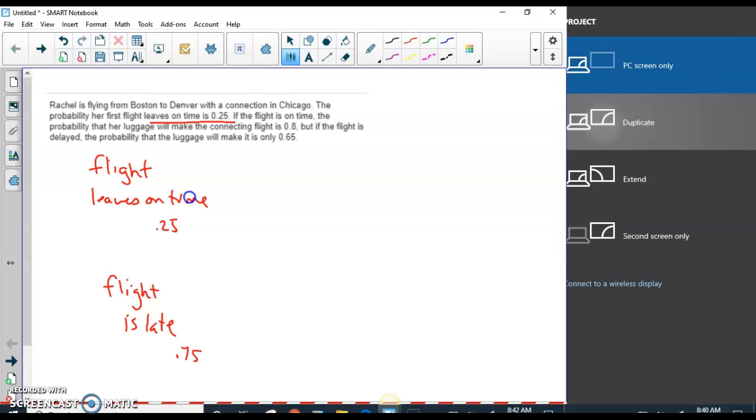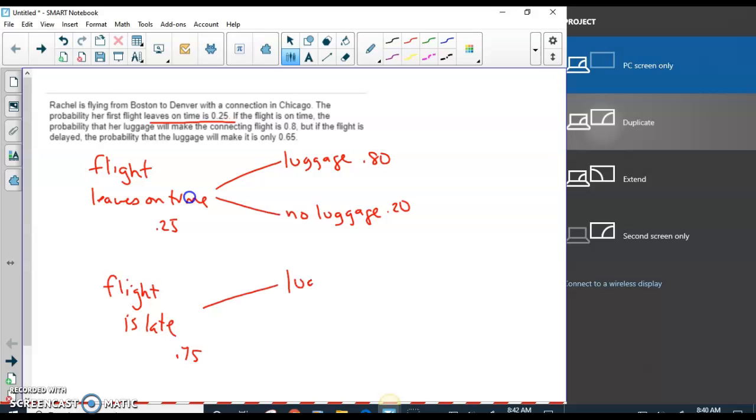Well, then there's two things that can happen. If her flight leaves on time, her luggage can make it there with her connecting flight, or she could get there and she could have no luggage. Okay. So it says that if the flight is on time, the probability that her luggage will make the connecting flight is 80%, so 0.80. And so that makes the probability that she gets there and she has no luggage 100 minus 80, which is 20%, so 0.20.